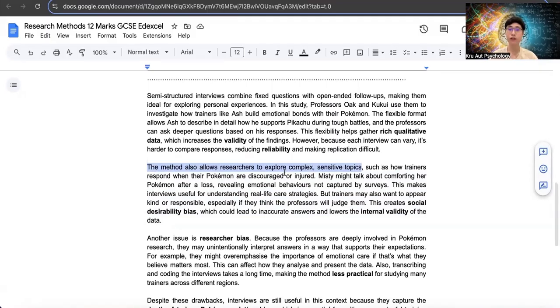So this is what interview involves. It explores any sort of topic, even complex and sensitive ones, such as how trainers respond when their Pokemon are discouraged or injured. Misty might talk about comforting her Pokemon after a loss, revealing emotional behaviors not captured by surveys. This makes interview useful for understanding real life care strategies, but trainers might also want to appear kind or responsible, especially if they think the professors will judge them. So this is AO2 about the scenario.